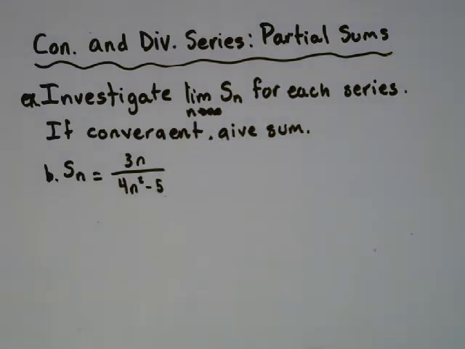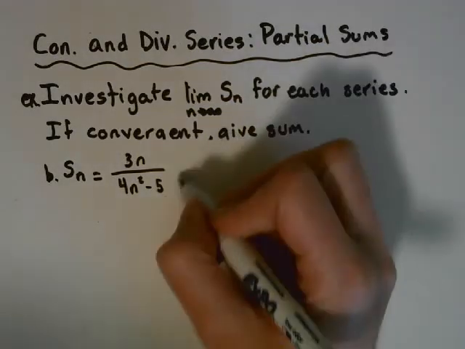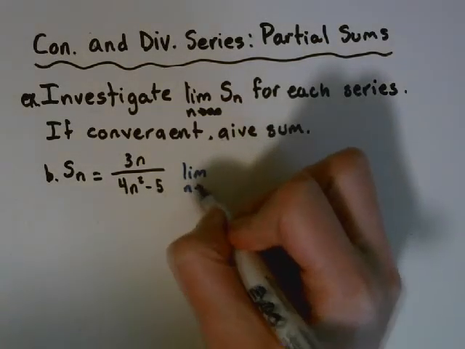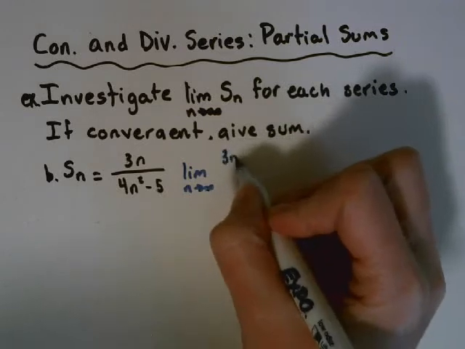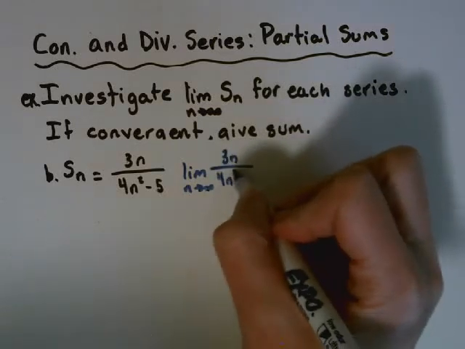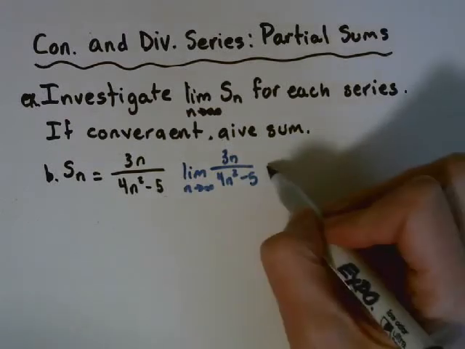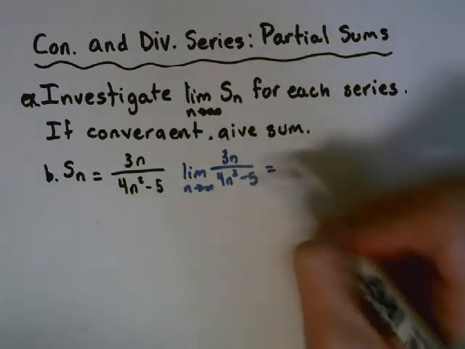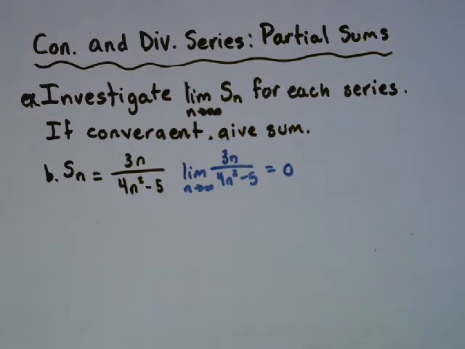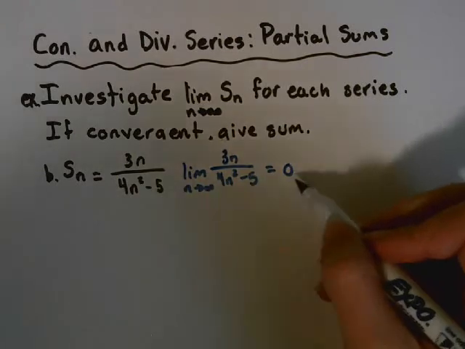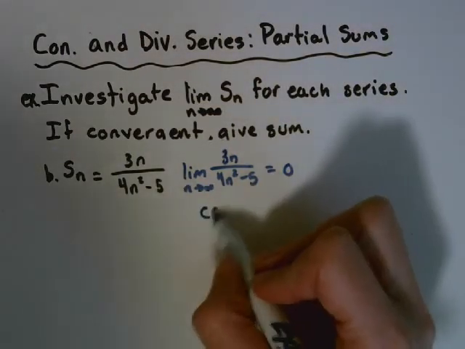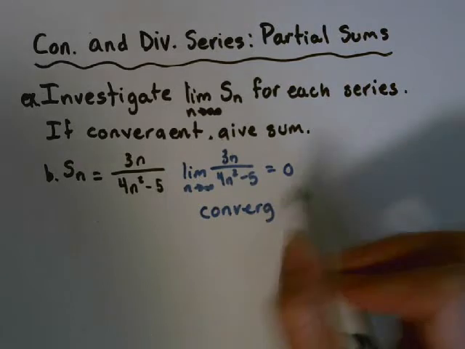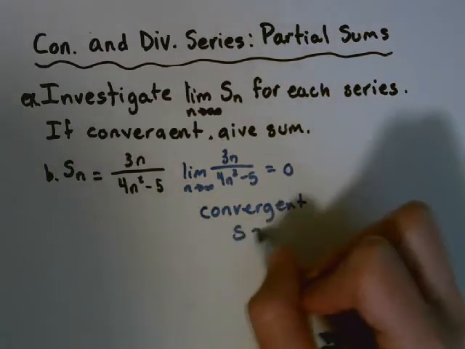Next case, Sn equals 3n over 4n squared minus 5. So if I look at the limit as n goes to infinity of that, that limit is going to be 0. The degree is bigger on the bottom than the top. Now for the series to be convergent, the limit has to exist. 0 exists. So this is going to be convergent with a sum of 0.